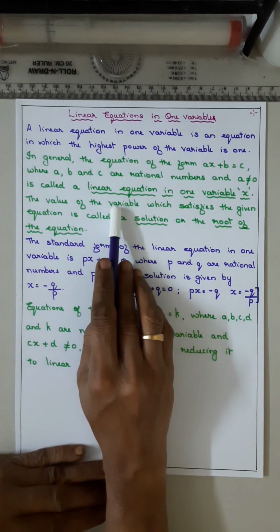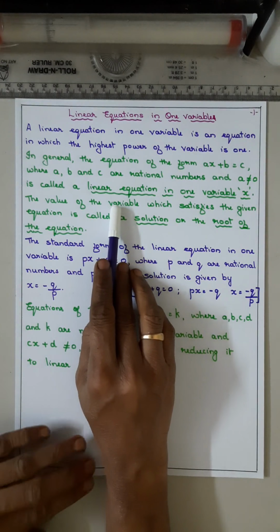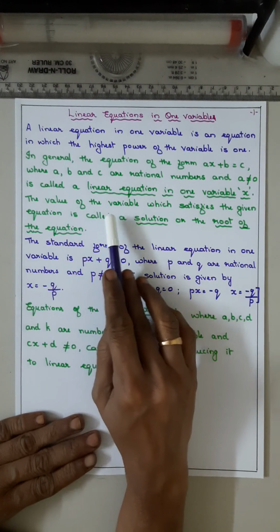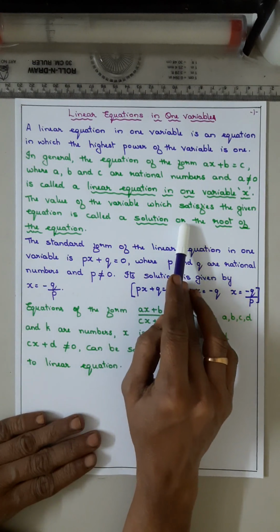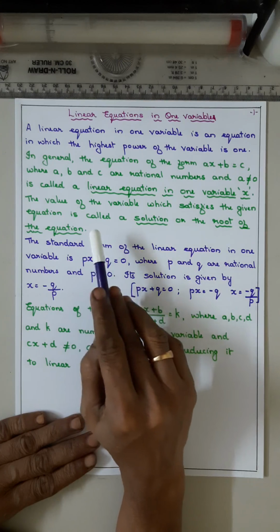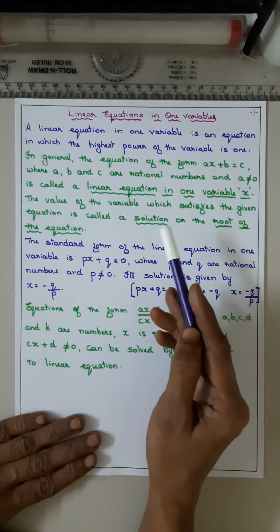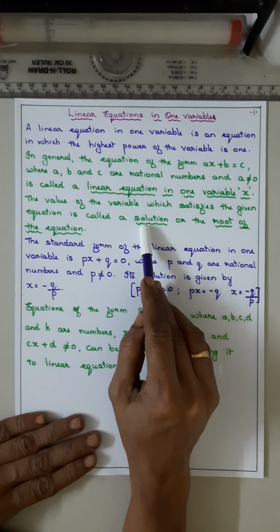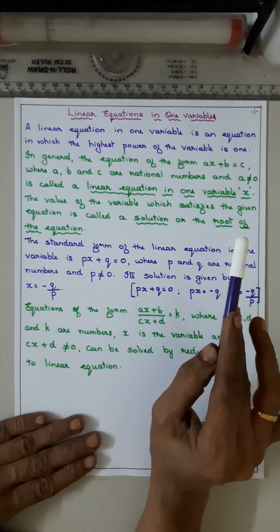The value of the variable, that is the value of x which satisfies the given equation, is called the solution or the root of the equation. So, when we find the value of x or y or any variable, it is called the solution or the root of the equation.